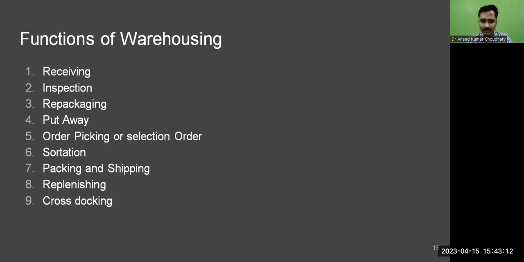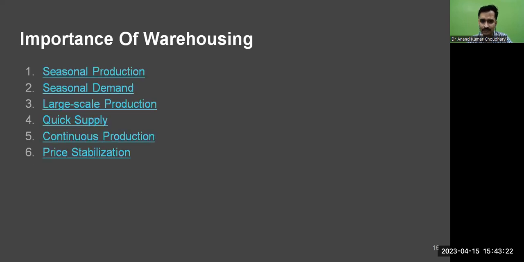Functions of a warehouse: receiving, inspection, repackaging, put away, order picking or selection of orders, sorting, packaging, shipping, and cross-docking, as I have already said. Importance of warehousing: certainly seasonal production, seasonal demand, and large scale production. I'm not saying that these are the importance of only warehousing. If you have a plan for a business with seasonal products or seasonal demands, large scale production, quick supply, or continuous production, these are the areas where you have to think before doing further planning.